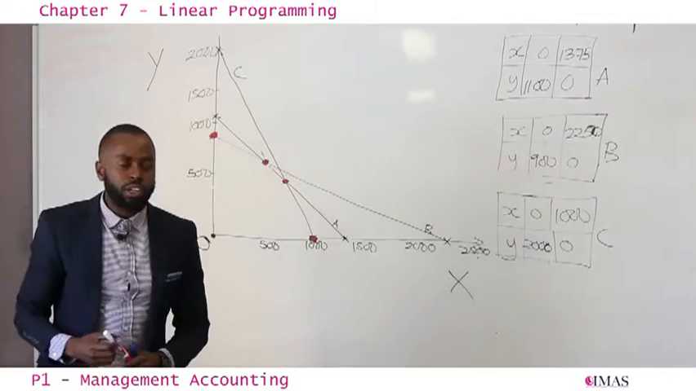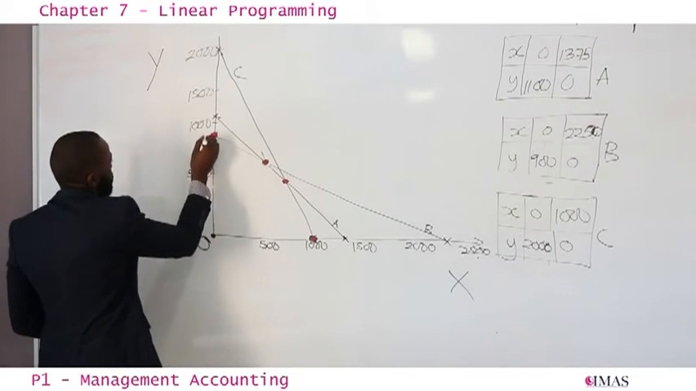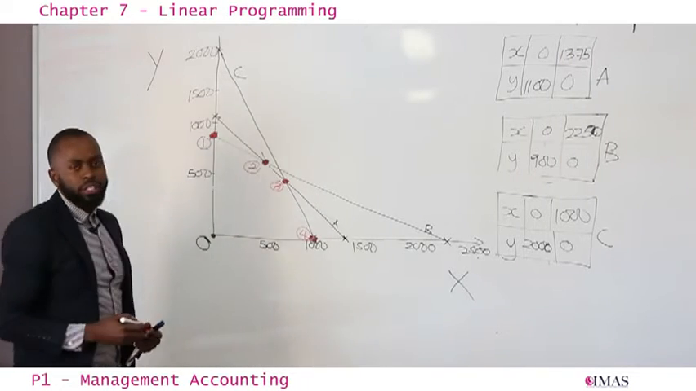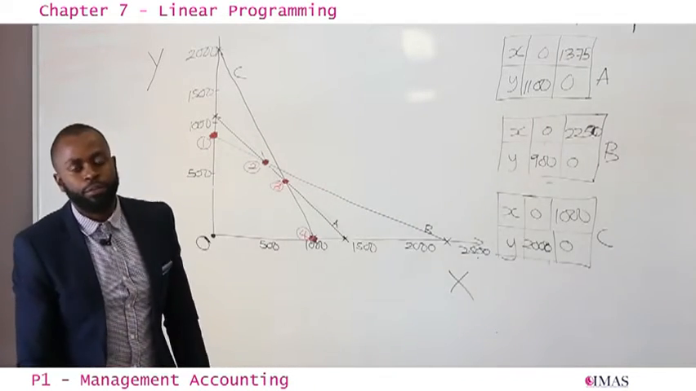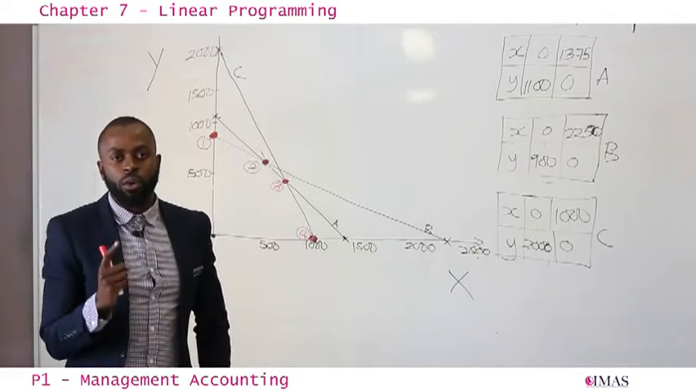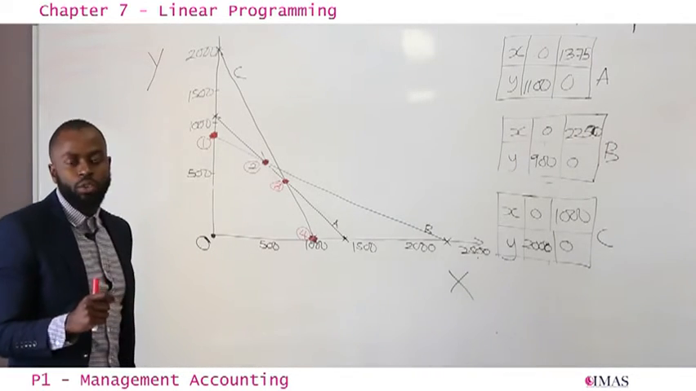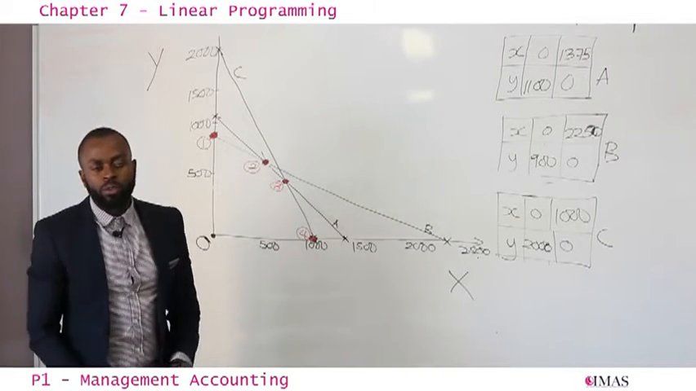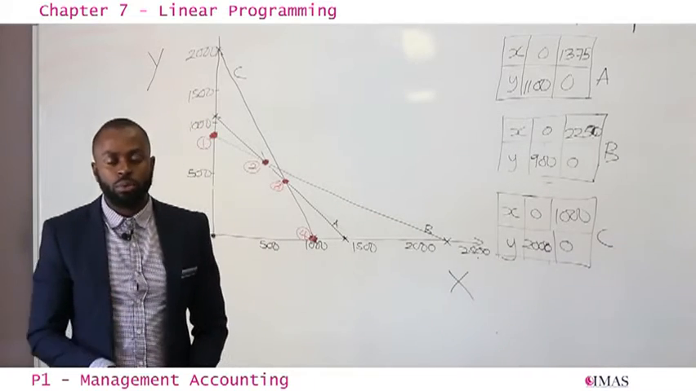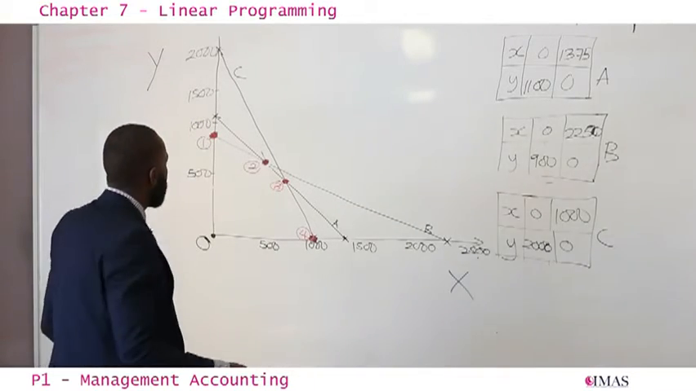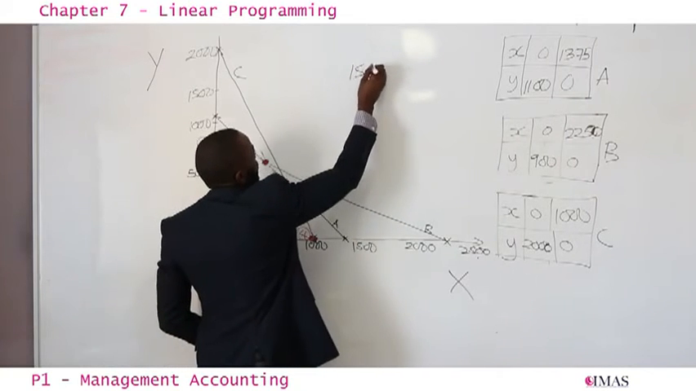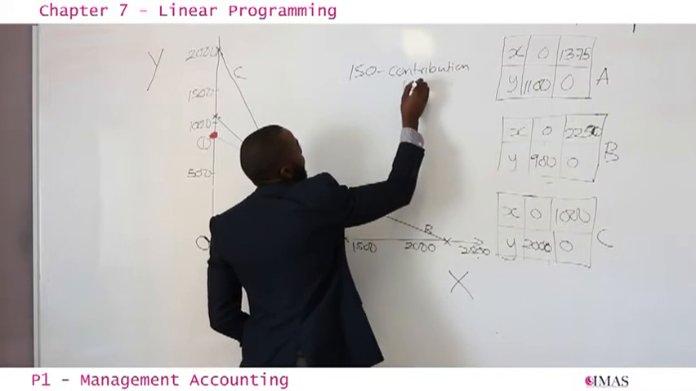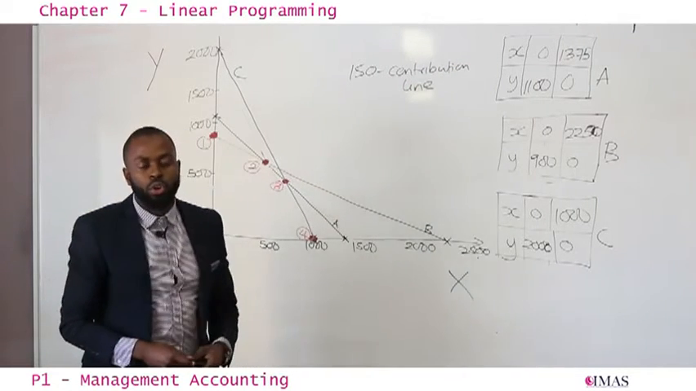Saying our possible outcomes, it's either at this point, call it 1, 2, 3, or 4. These are all our possible outcomes. But for linear programming, we can only have one outcome, because we want to find the one that is going to maximize our contribution. So although all of these are possibilities, our aim is to find the one that maximizes the contribution. How do we do that? First, we need to come up with an ISO contribution line. We need an ISO contribution line.